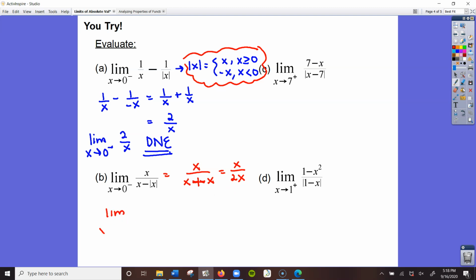So now just to reiterate, we have the limit as x is approaching 0 from the left of x over 2x. And these x's would end up canceling, and I end up with the constant 1 over 2, which would be my answer.